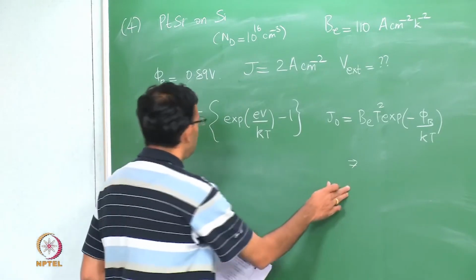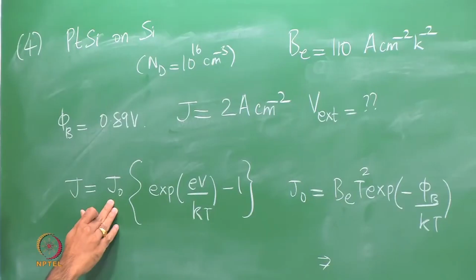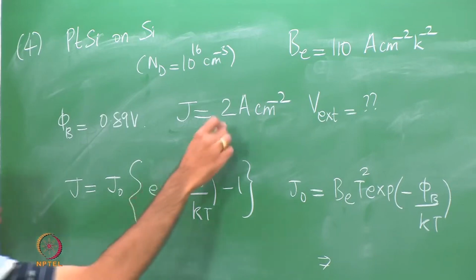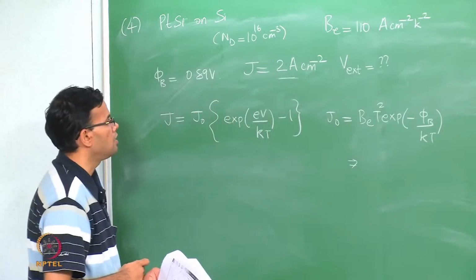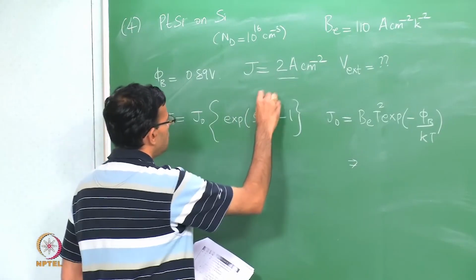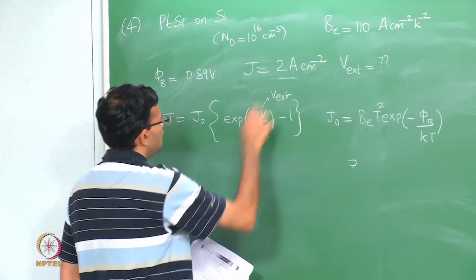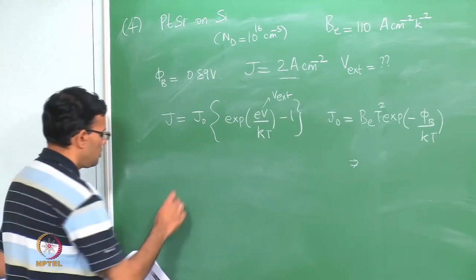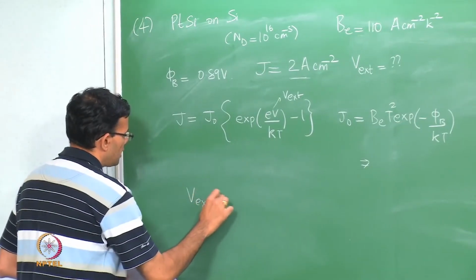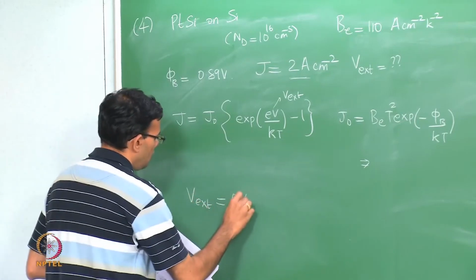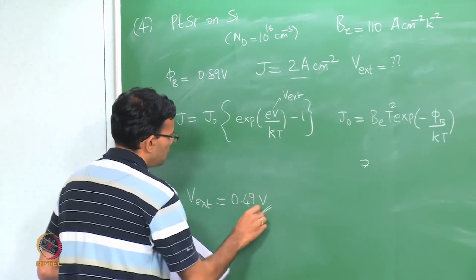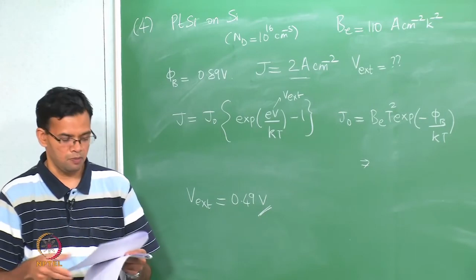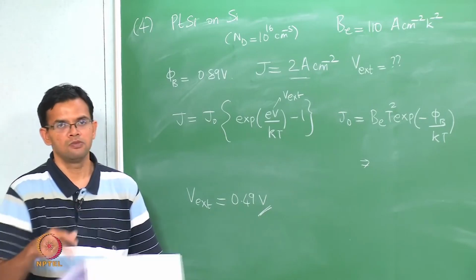Once we get the value of J naught, we can put the value of J naught here. We need to know the value of J. So, J is given to be 2 amp per centimeter square. The only thing that we do not know is V external. So, once we calculate J naught, we can plug it here and get V external. I will just write the answer. V external for this particular problem is 0.49 volts, but the calculation is very similar to what we did in the previous problem. So, let us now go to problem 5.